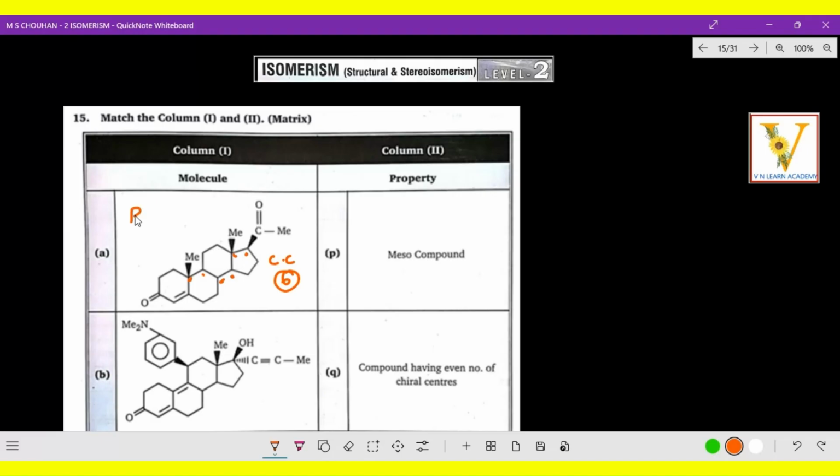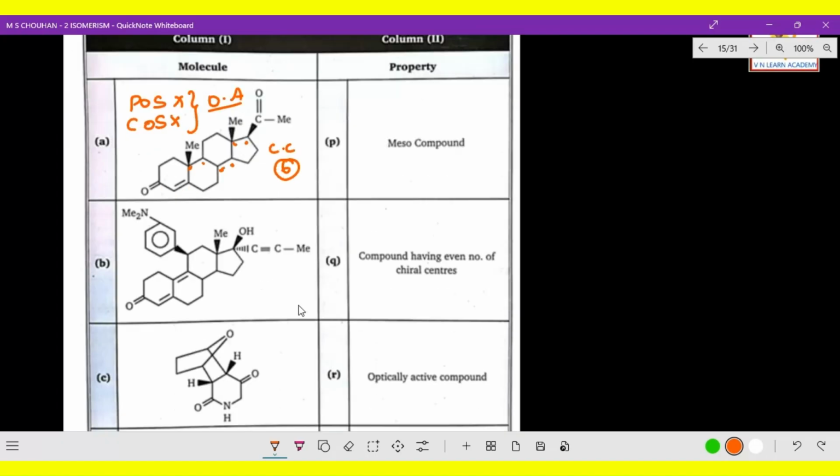POS, COS will be absent, right? It is not similar, it is totally different, unique. So there are 6 chiral carbons and POS, COS is absent. POS, COS absent means it is optically active. Yes, optically active. And the next point to be noted: compounds having an even number of chiral centers. 6 is even, right? Of course.